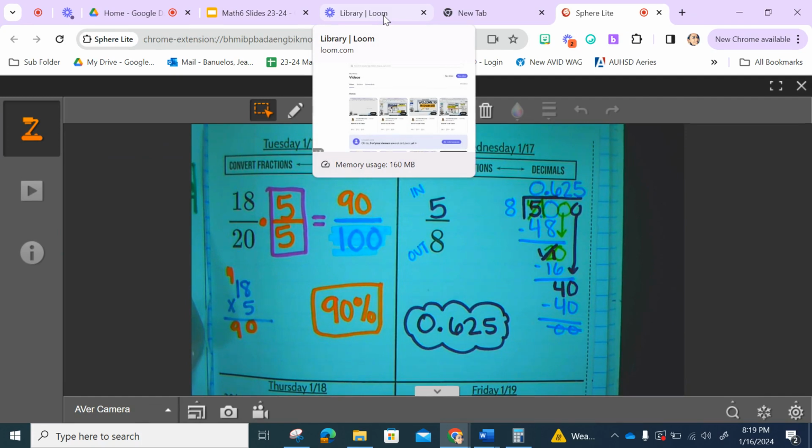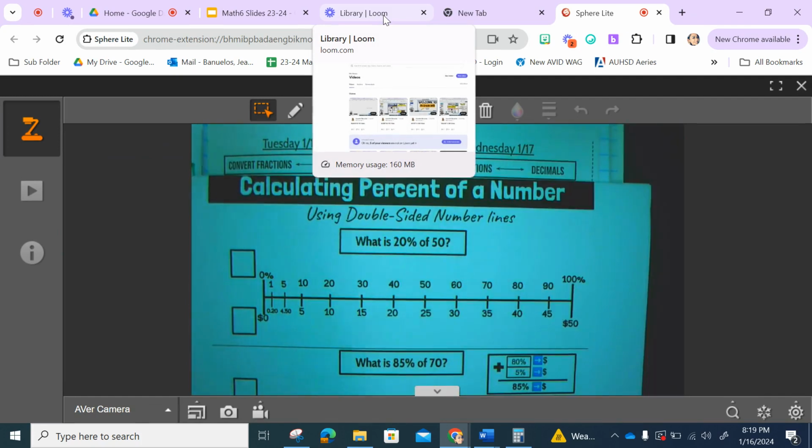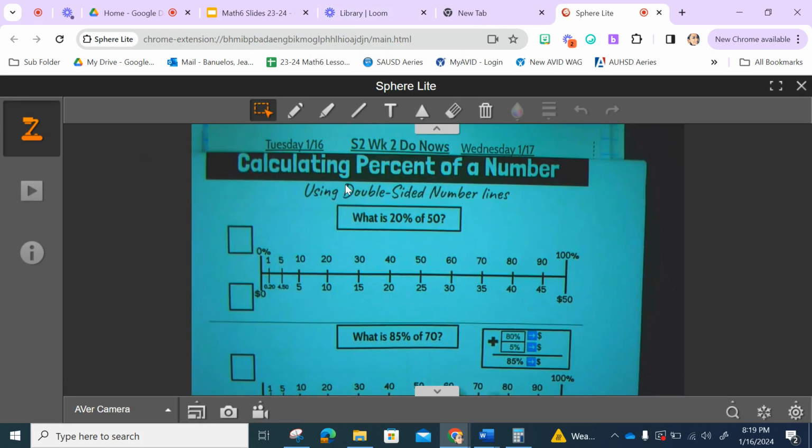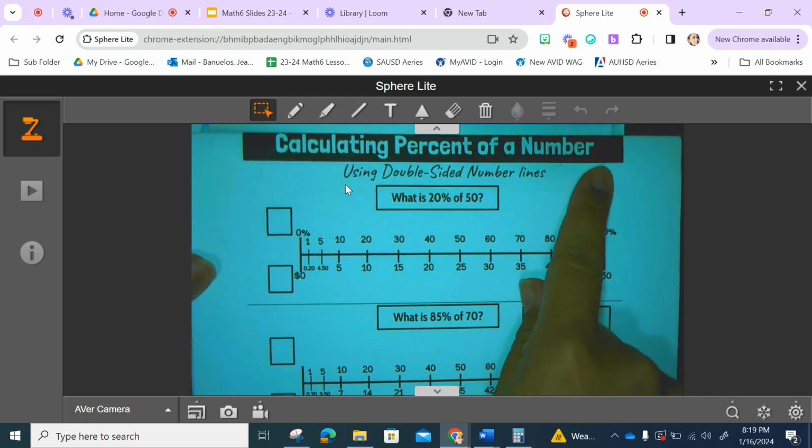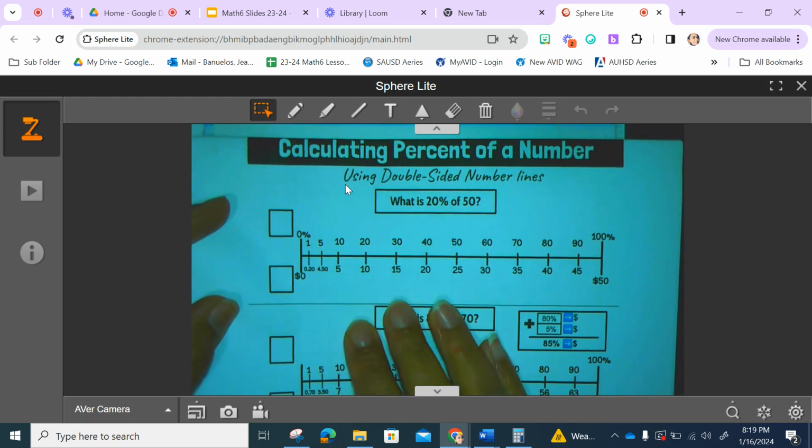We are now going to need our notes for today. So we can go ahead and get that passed out. It's called calculating percent of a number. It looks like this. You're just going to fold it, so that this is the front side.